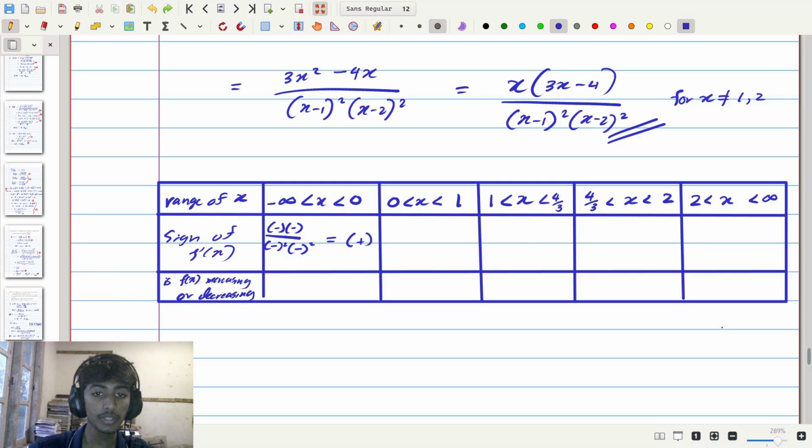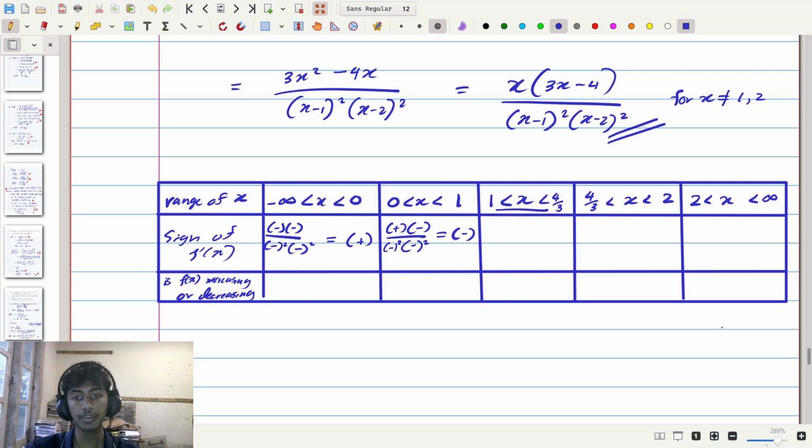Now, considering the next range, we have to find in between x equals 0 and x equals 1. For this range, x is going to turn positive. So therefore, this first term is positive. Now, the second term, 3x minus 4, however, is still negative, so we can write negative there. And the other two terms are also negative, so we have negative number squared and negative number squared, which is going to anyway be positive. On top, we have a negative and a positive, which means if we multiply them together, we're going to get a negative number, meaning that for this range, f prime x is negative.